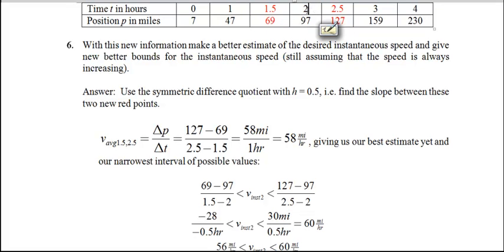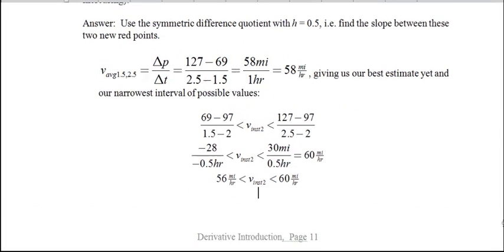And the slope between these 2 points right here, 2 and 2.5 hours, works out to be 60 miles per hour. So our best estimate is right exactly between those two, 58. We know it's somewhere between 56 miles per hour and 60 miles per hour, if we're assuming this is increasing speed the whole time. Then our best estimate is 58 miles per hour.